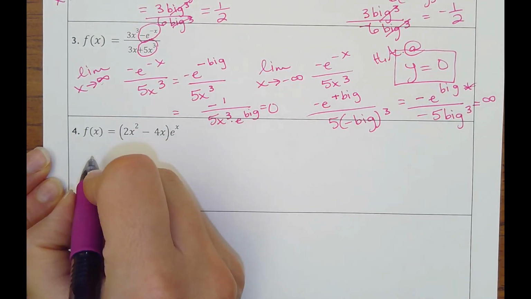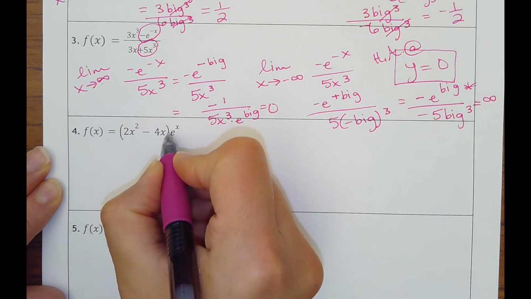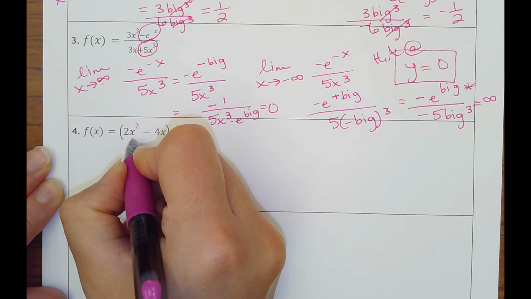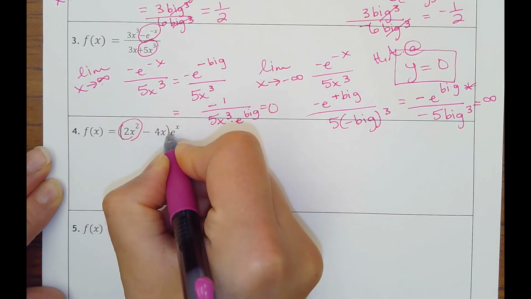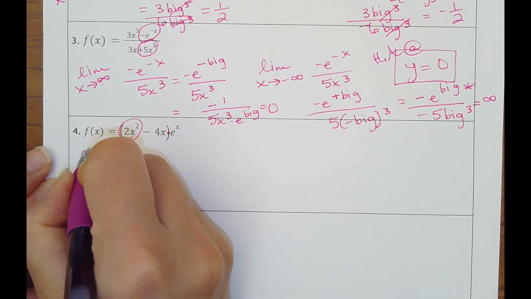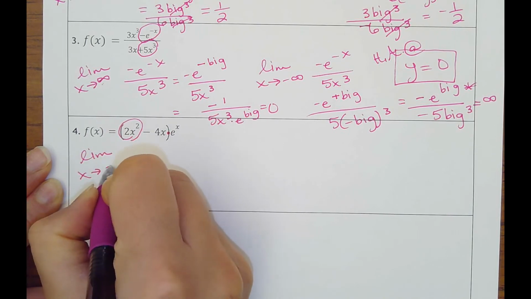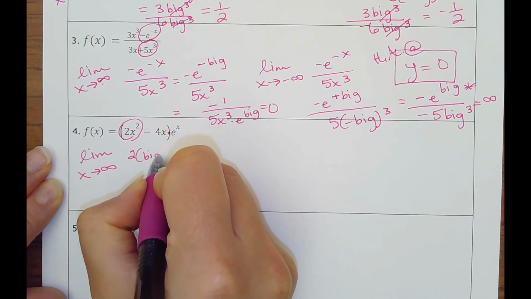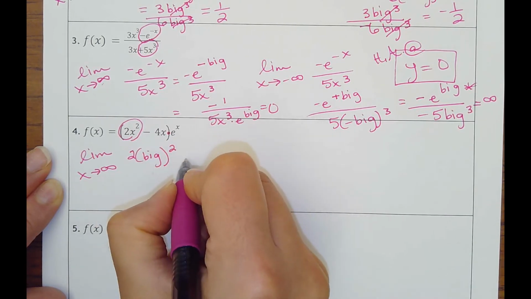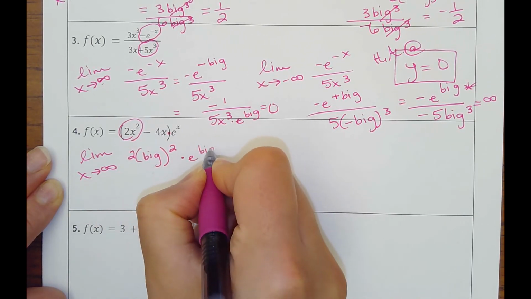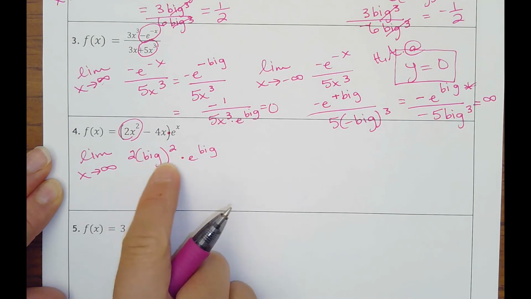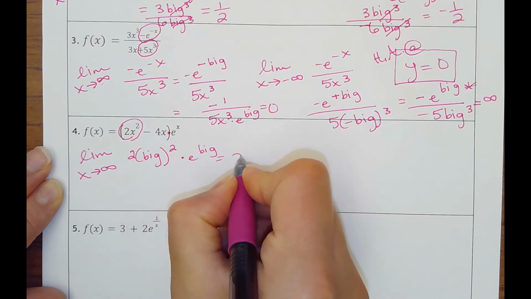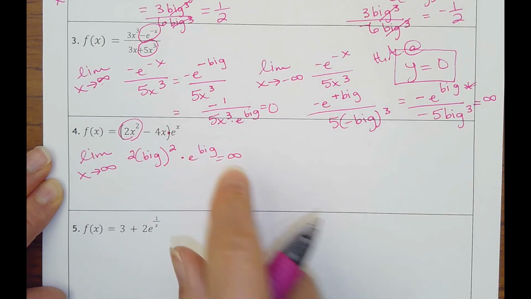Okay, number 4. This is where you're multiplying things. You pick the biggest piece out of this binomial, but then you'll have to multiply times e to the x. I'm going to go ahead and plug in big. This one's pretty easy to see that if I have a big number squared times 2, that's big, times even bigger, and that's big. So that will be no horizontal asymptote.